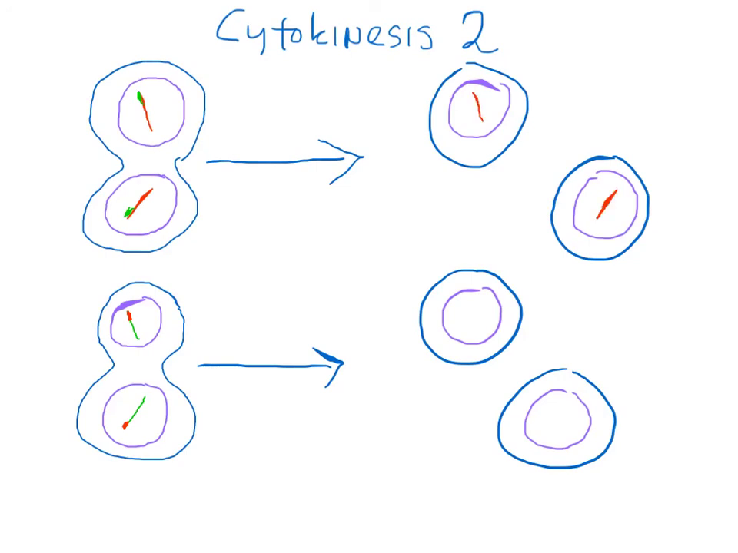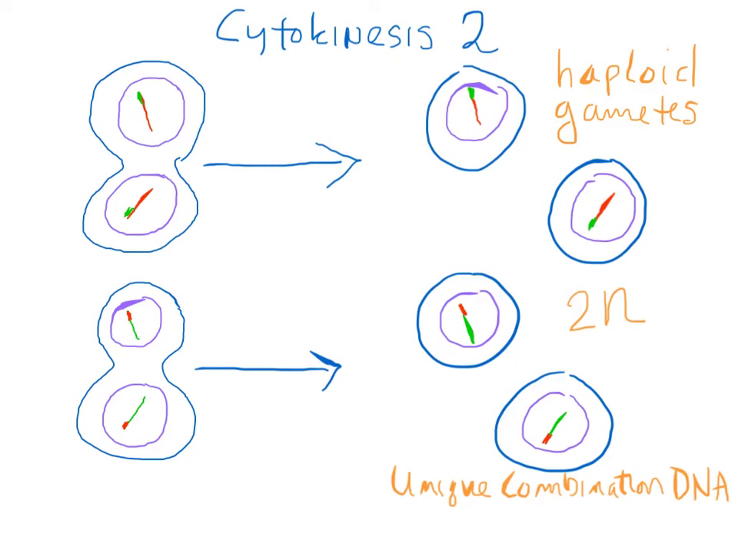2 of the gametes will look like this, mostly red, but with a little bit of green from the dad here and there. And the other 2 will look like this, mostly dad, but with a little bit of mom here and there. So here are haploid gametes, abbreviated by N. And each gamete will have a unique combination of mom's and dad's DNA. Now imagine if a cell had 23 pairs of chromosomes like a human. The amount of variation is nearly unlimited.